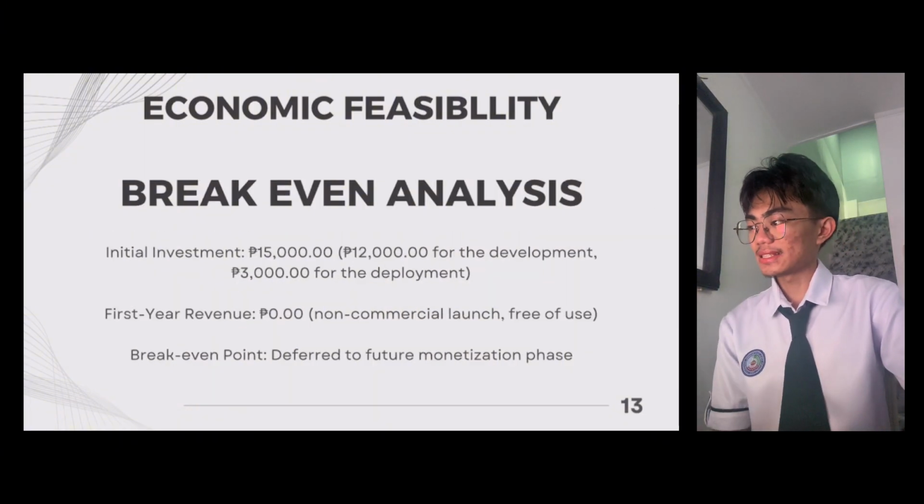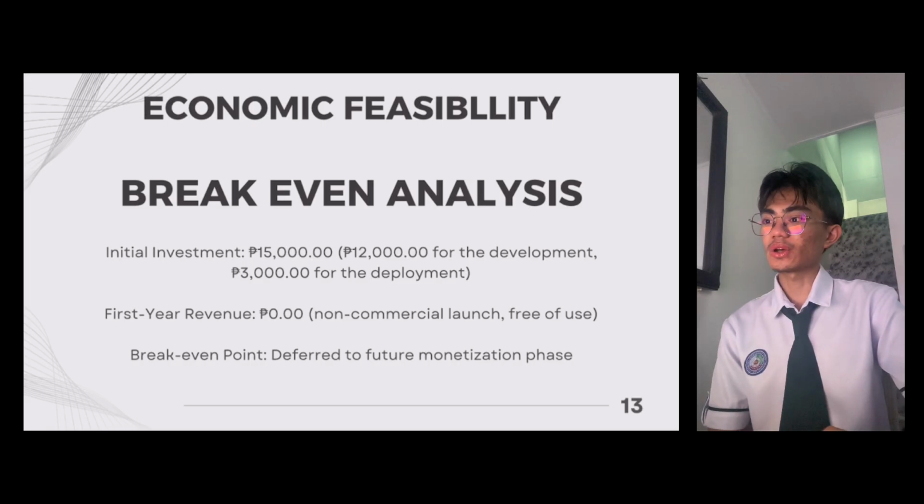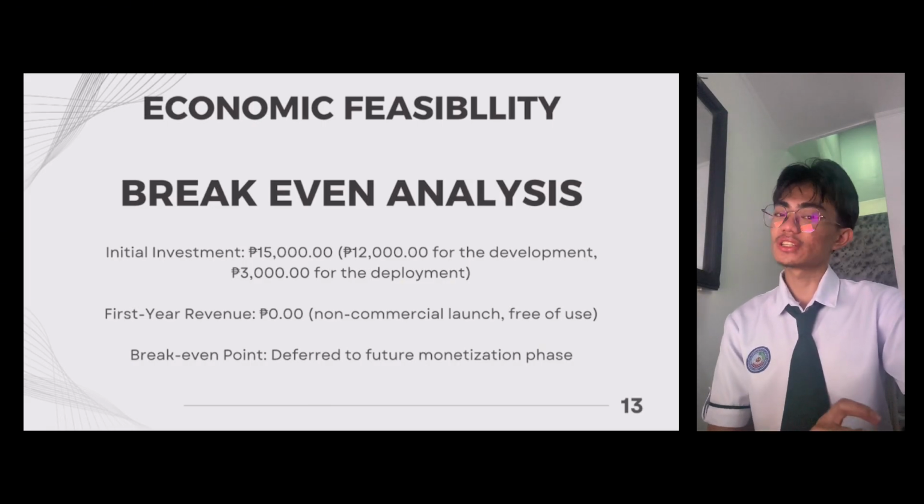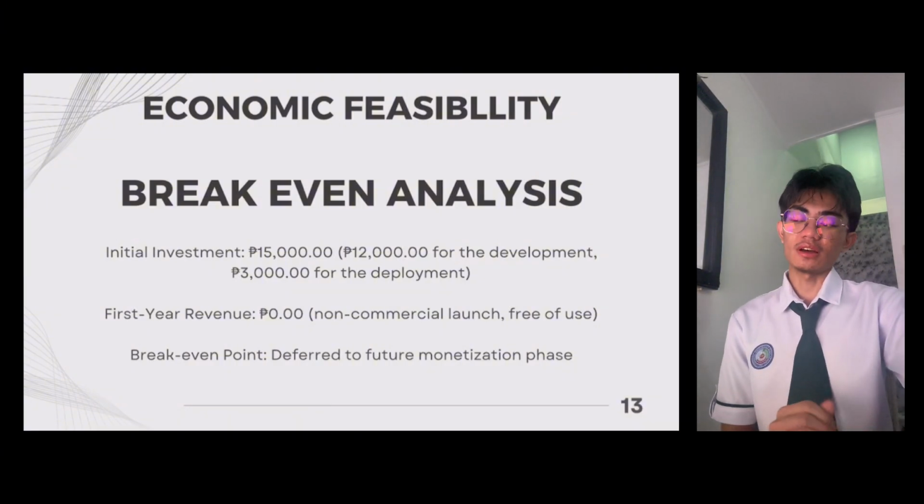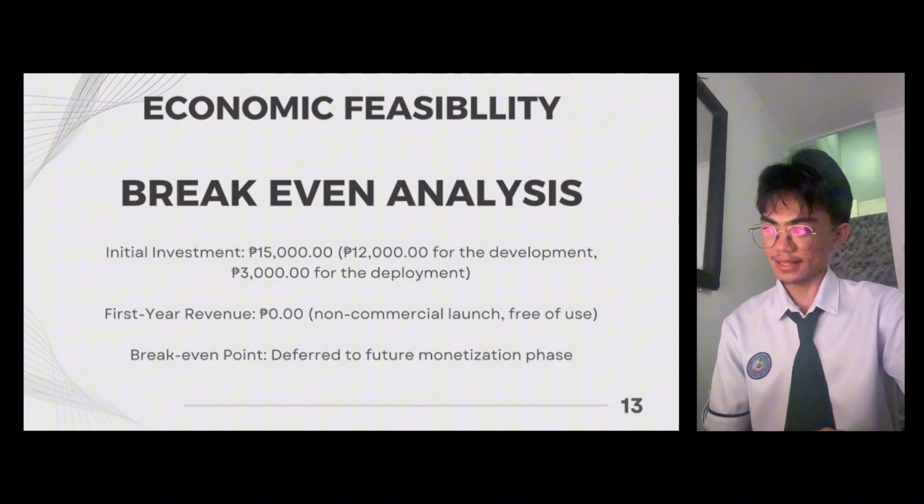For the break-even analysis, we have an initial investment, as I said, of 15,000 pesos: 12,000 for the development, and 3,000 for the deployment. We have first year revenue of 0 pesos because, as I said, it is non-commercial at launch and free of use. So the break-even point is deferred to future monetization phases.